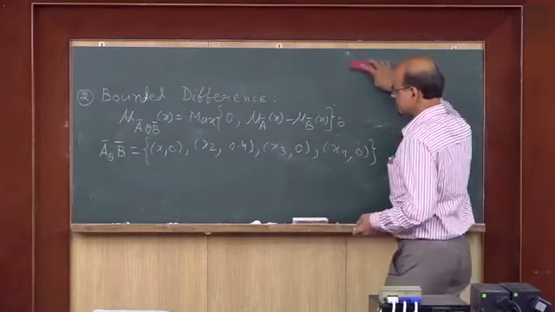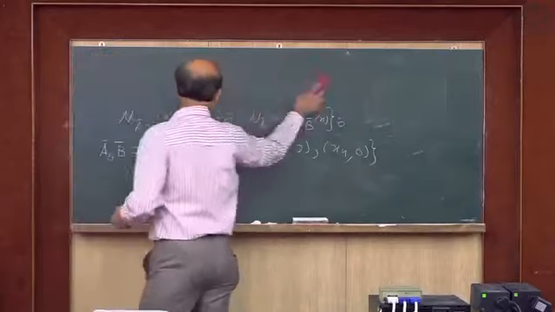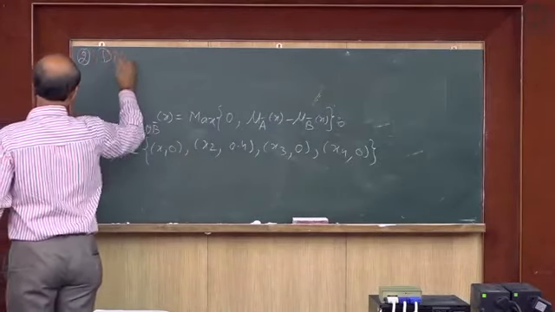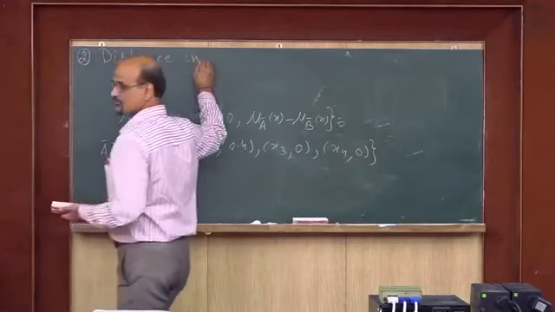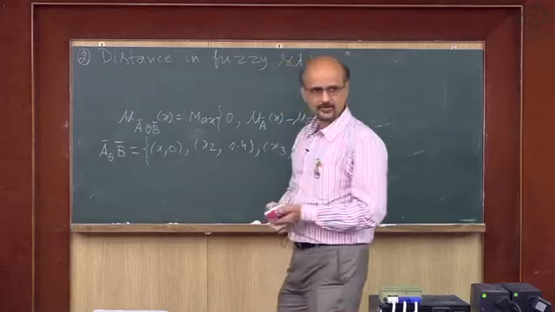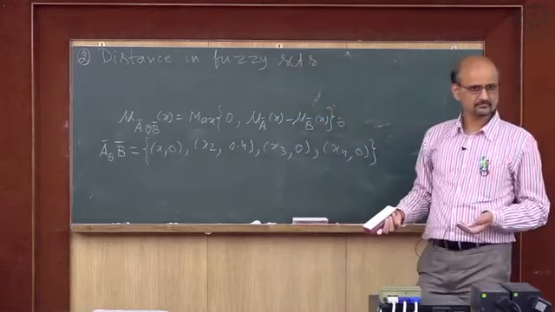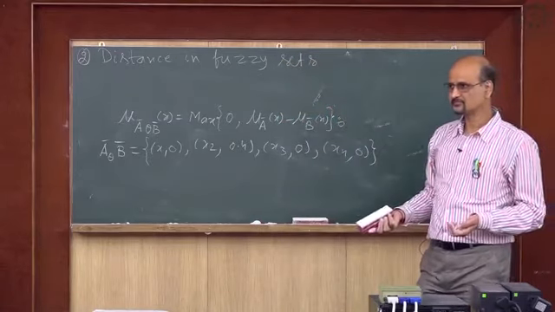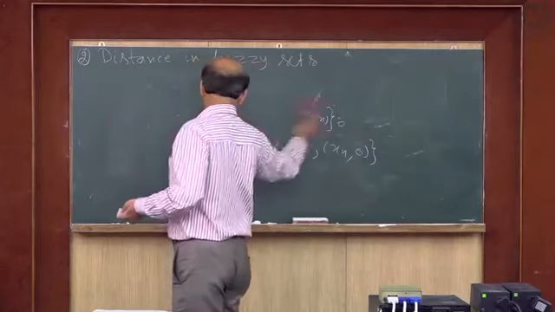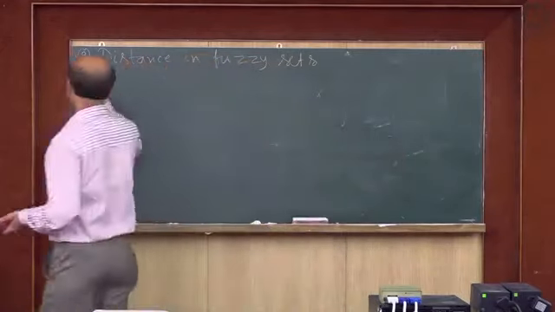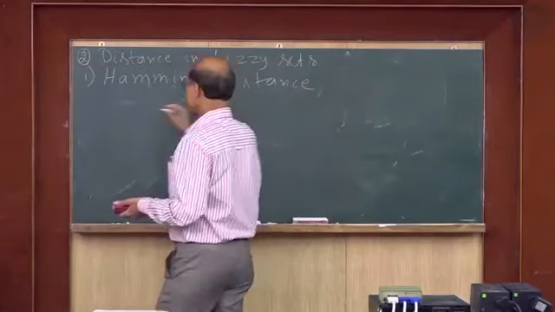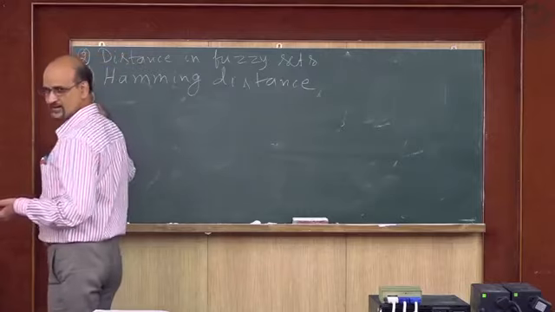Now, next one is distance in fuzzy sets. So, you have read distance for crisp sets? Anyone? Any distance that you know from crisp sets? Hamming distance. Then we may have Euclidean distance.